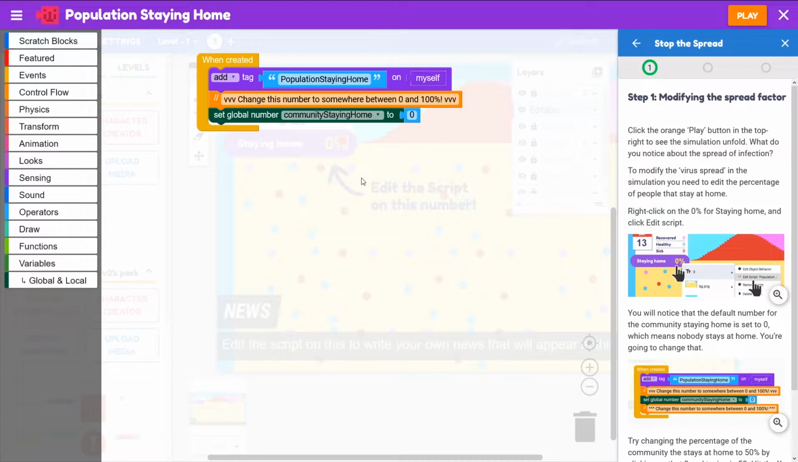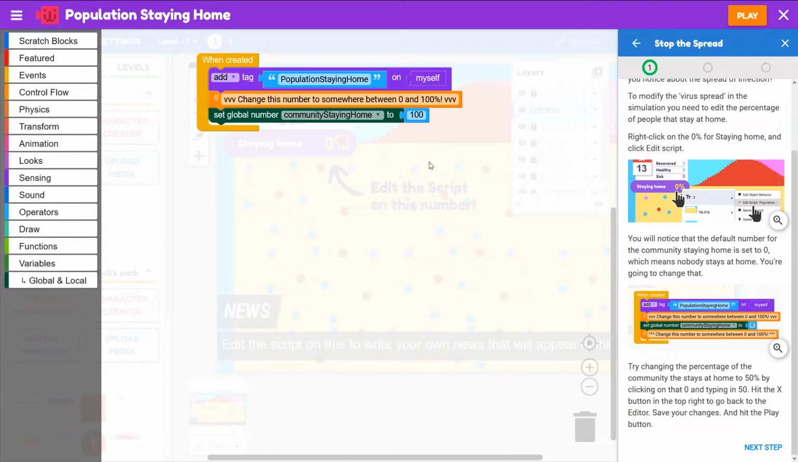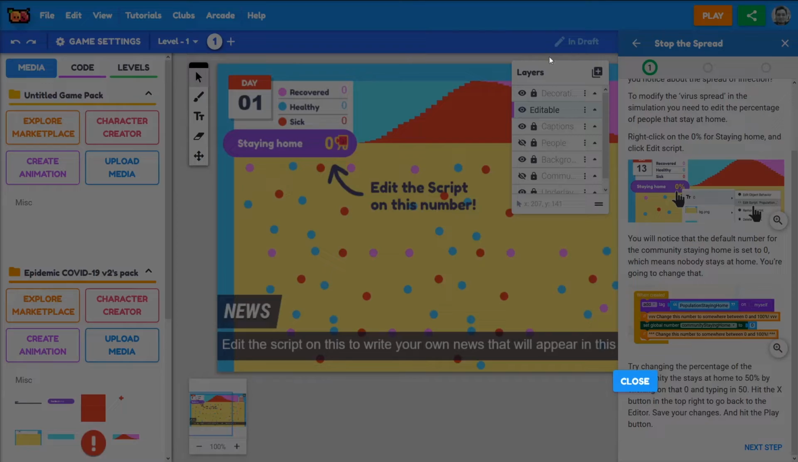That's just so that the rest of the simulation knows that this is a number that it's got to be worried about. And this is a comment telling you to change this number here, this global variable number here, community staying at home. This is the important thing for us to tweak. It's currently at 0. That means out of all our little dots, 0 of them are frozen in place. We want to try bumping up that number. Let's see what happens if we have 100% of them all locked down. Now, you know, that might be a little unfeasible in the real world, but let's see how that plays out.